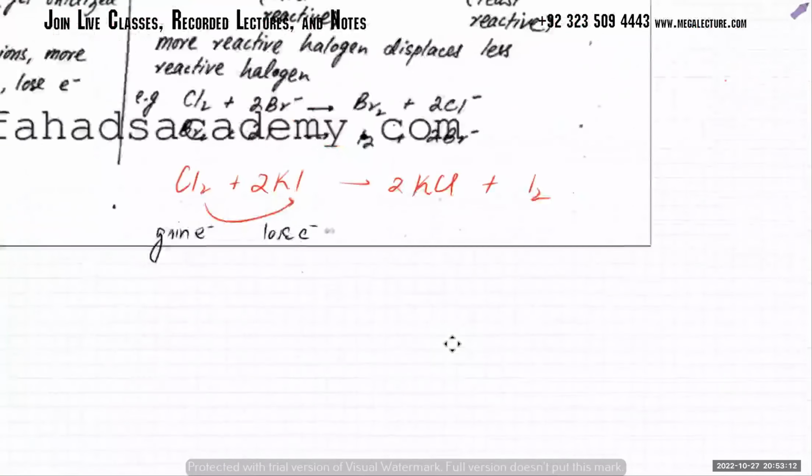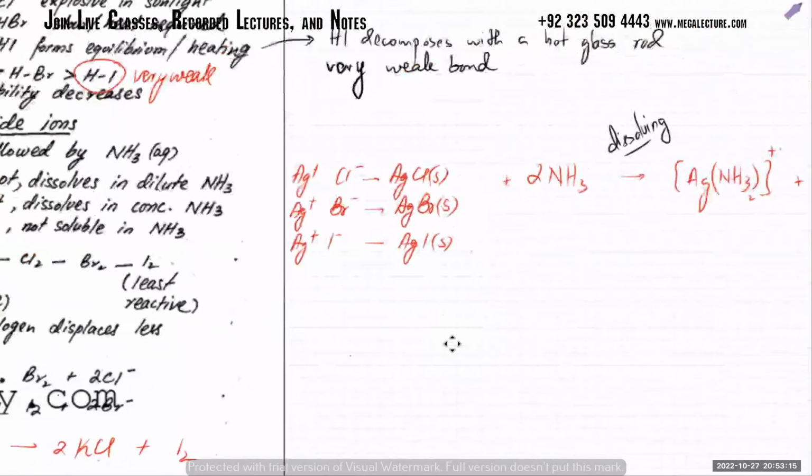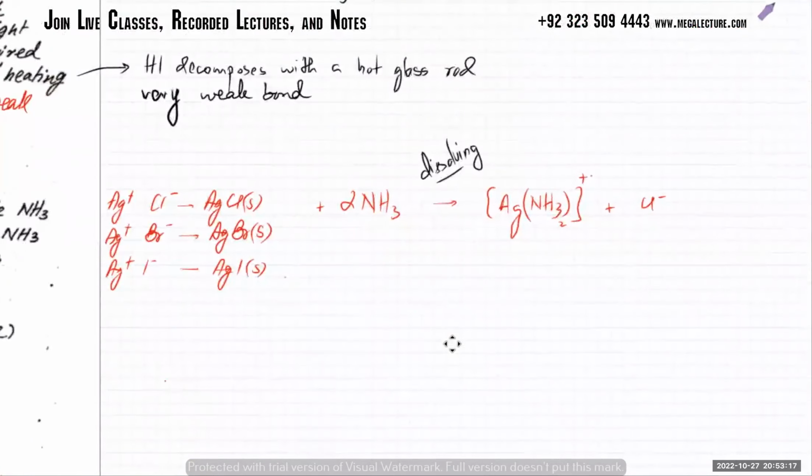Sir, what did silver chloride react with? This one? Yes sir, that was the O levels test. I gave the equations: when you add silver ions, AgCl white precipitate is formed, which is soluble in excess ammonia. When you dissolve it in ammonia, you get this thing in the solution.